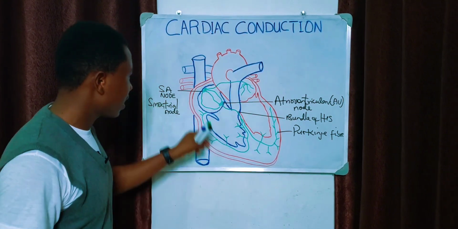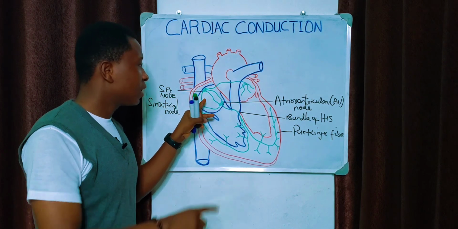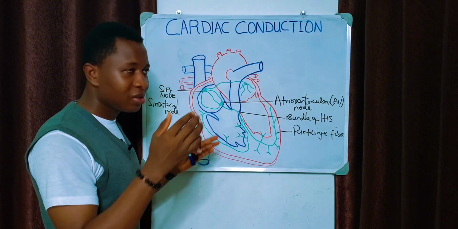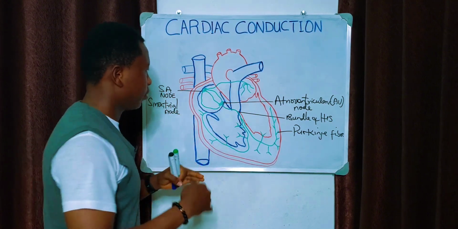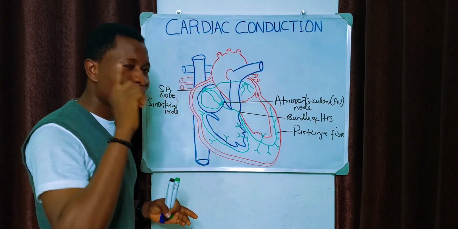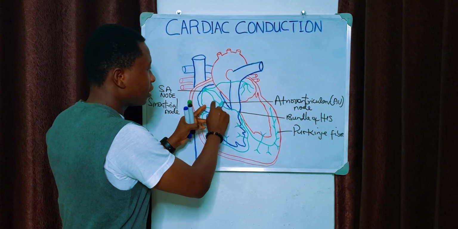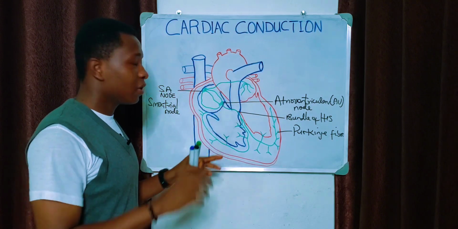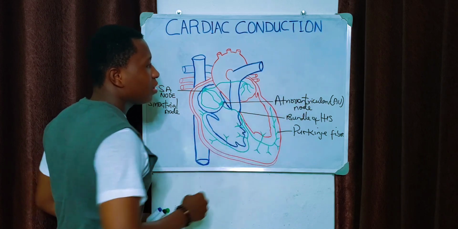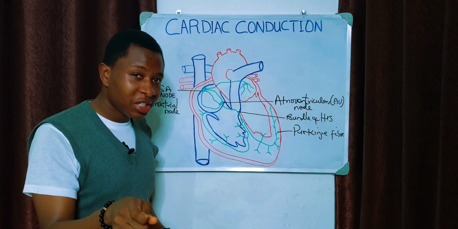The first thing that happens is that it is generated from the SA node. From this particular point, the impulse travels. I remember I said it's just an influx of sodium and calcium ions that raises that bar and fires an action potential, which is called depolarization. So when this depolarizes, it sends the electrical charge to other parts of the heart. Now, when it gets to this particular point called the AV node, the AV node actually slows down this charge.